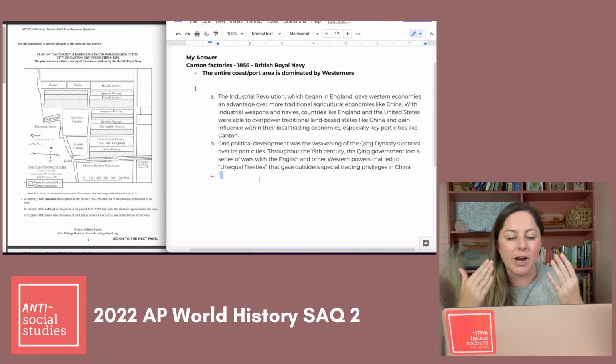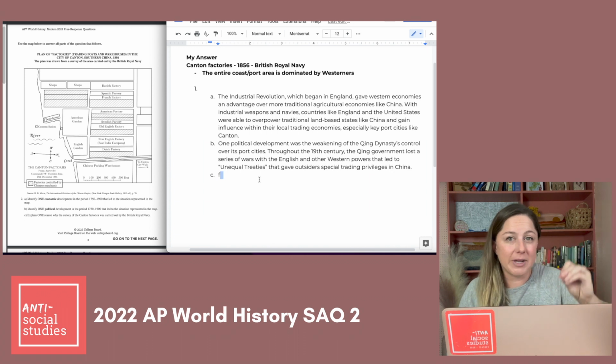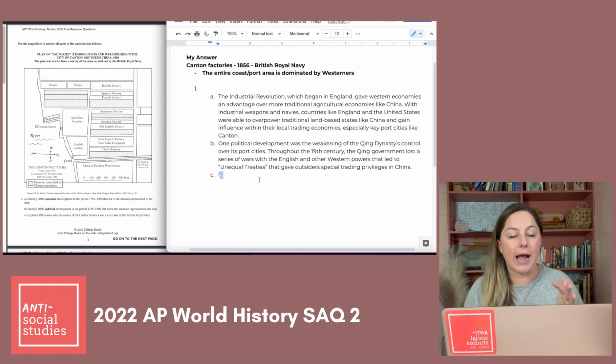Even if my brain is going, oh my gosh, I can say that so much better, I can explain that so much better, I can go into more detail. No, that's the trap of the SAQ. You gotta move on. Get through all 9 of your little mini answers. And then if you have time, go back and see if you can add in more detail and flesh out your thought more. For now, let's look at C.